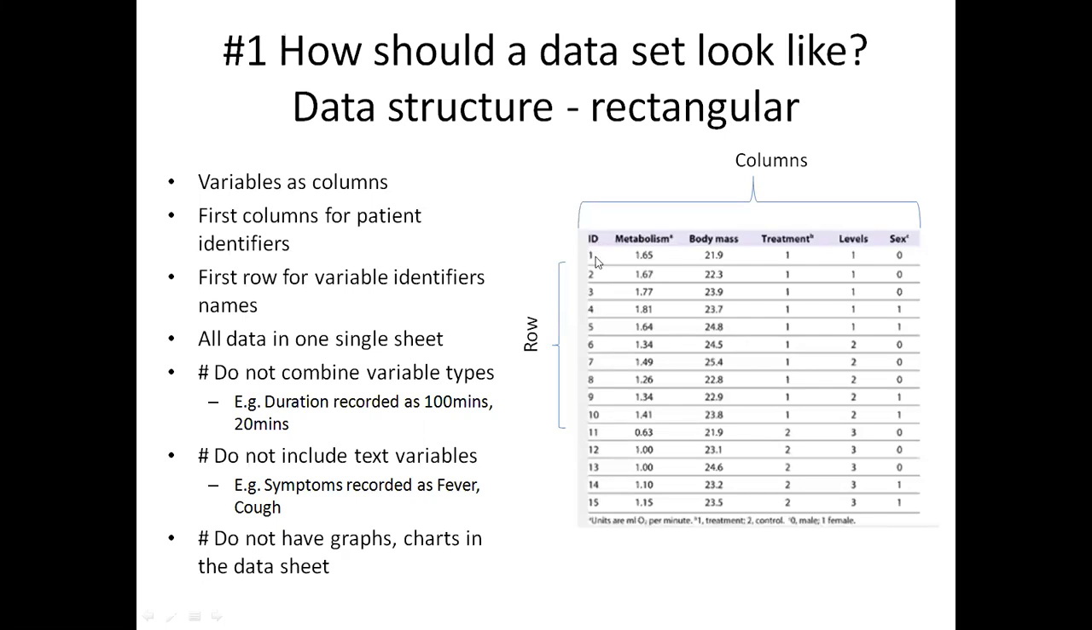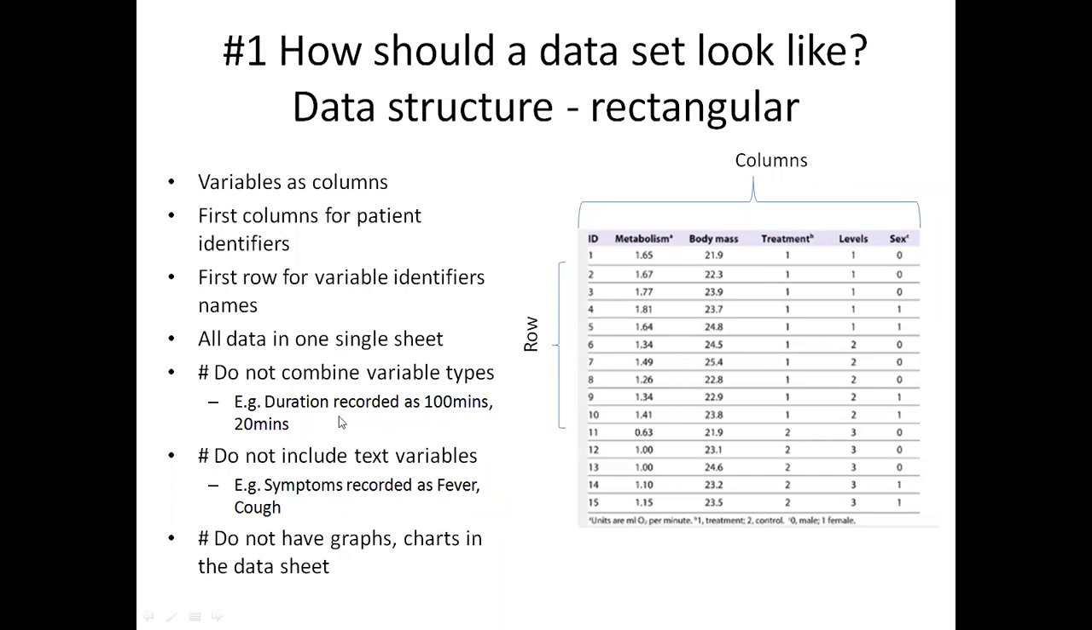The row is for identifying patients, and each of these columns is meant for identifying the variables. A few comments on the data sheet: it's better not to combine variable types.